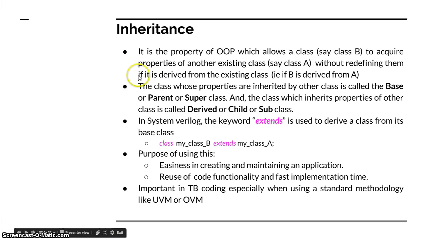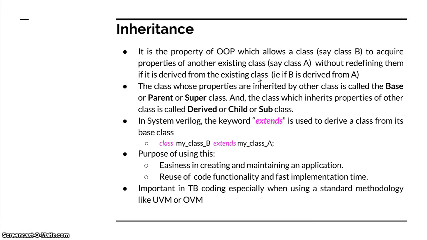So inheritance is a property of object oriented programming which allows a class, say class B, to acquire all the properties of another existing class, say class A, without redefining them if it is derived from the existing class. So what does this statement mean?